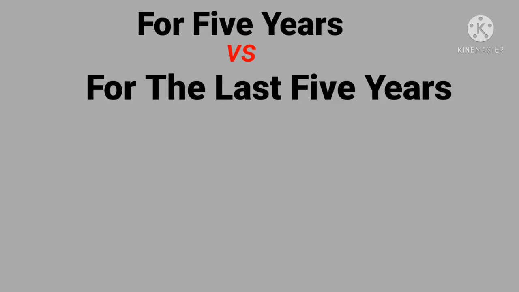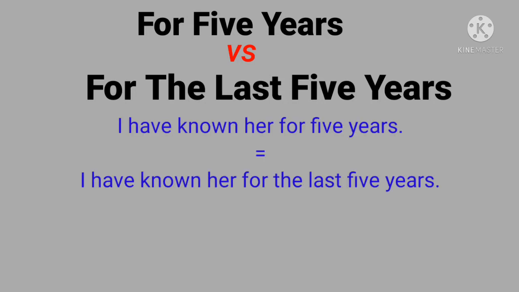But there are some verbs. For example, know. I have known her for 5 years and I have known her for the last 5 years. They mean the same thing, no difference in meaning at all. Because of the verb know. Know is such a verb that once started, it cannot be stopped. So here, with know, "for the last 5 years" and "for 5 years" mean the same thing, no difference at all in the meaning. Keep it in mind.